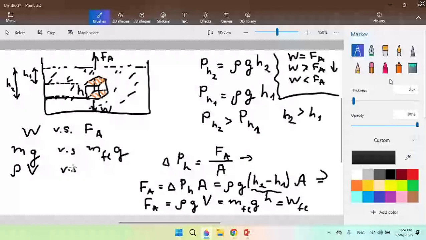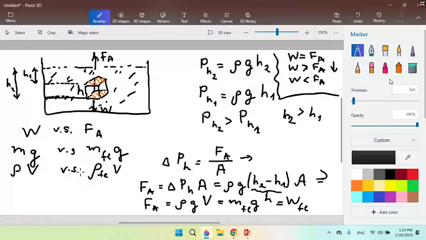Mass of the fluid is density of the fluid times what? The volume displaced, but the volume is the same. So thus we can even cancel them. So thus the behavior depends on what? On the difference between the density of the object and the fluid. If the body's density is bigger, it will sink. If it is less than the fluid density, it will rise and will float.